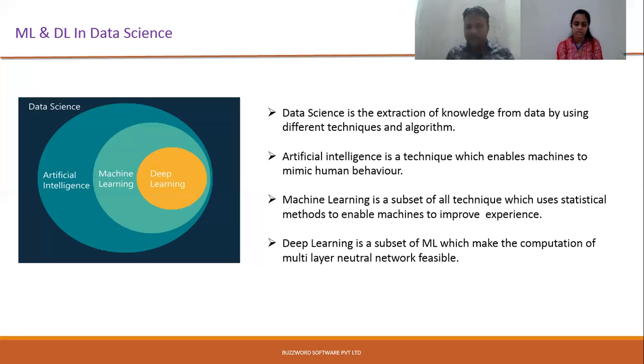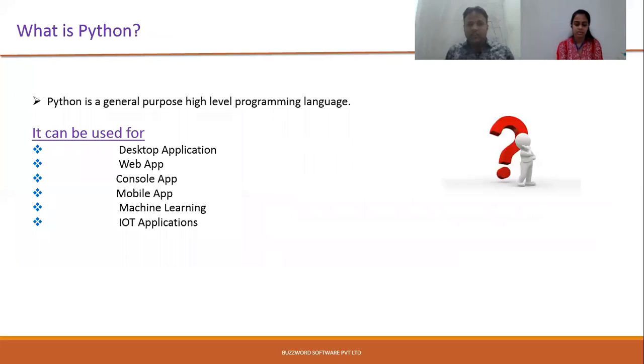So what is Python? Python is a general purpose high level programming language. You can use it for desktop applications, web applications, console applications, mobile applications, machine learning, and internet of things (IoT) applications. So everywhere we are using this Python programming language.